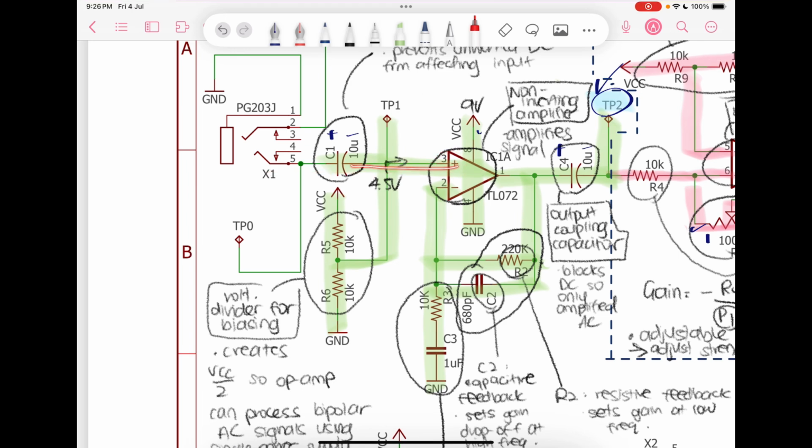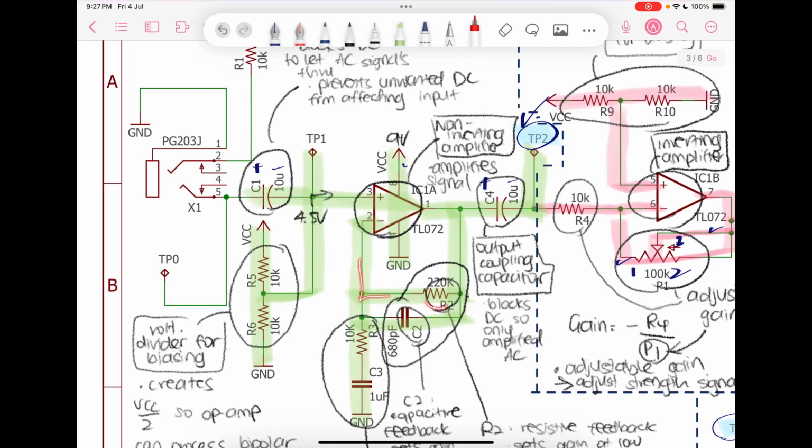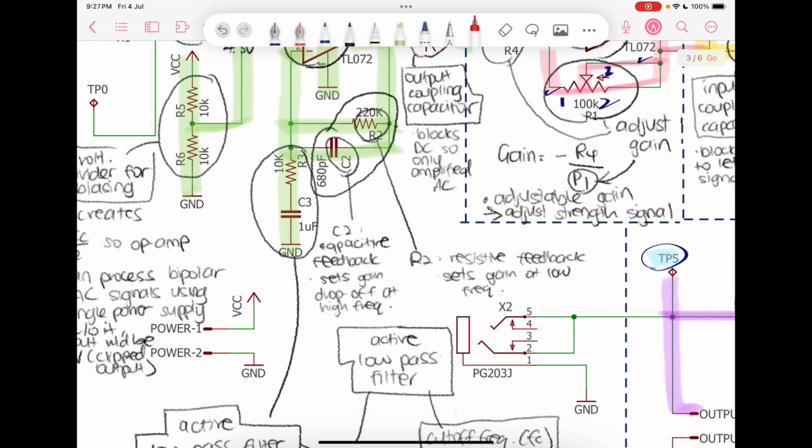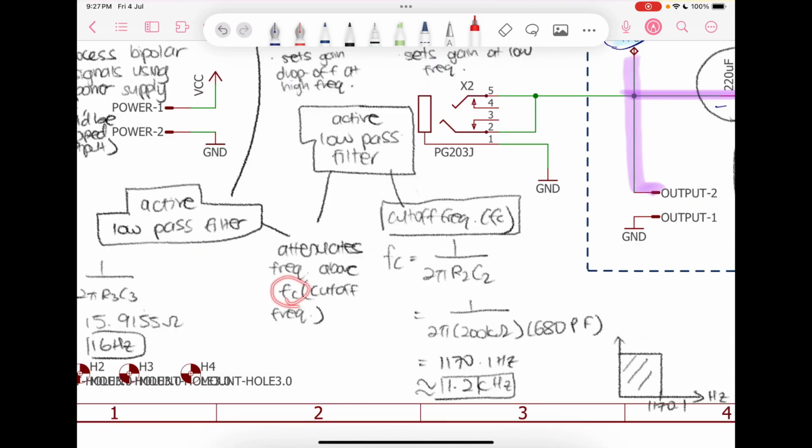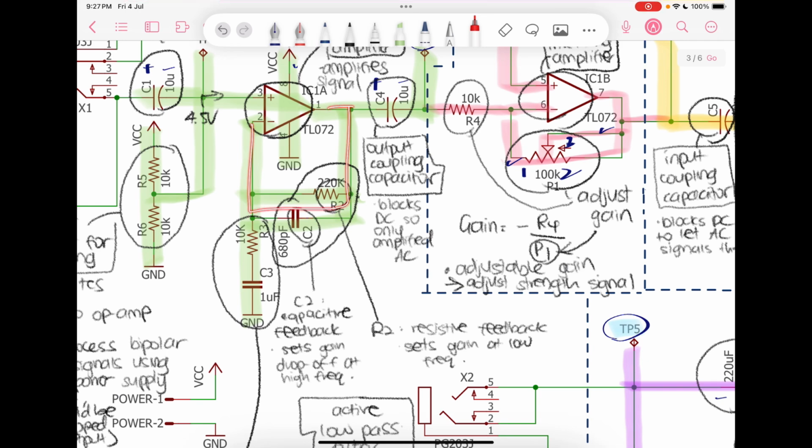As it passes through the non-inverting input, it makes this amplifier a non-inverting amplifier. It then passes through and goes to the inverting input. It then goes to this resistor. Now this resistor is a resistive feedback to set gain at low frequency. It then goes to this capacitor, which is a capacitive feedback, and it sets gain drop off at high frequency. Now this paired together is actually an active low pass filter. It attenuates frequency above the cutoff frequency, which is calculated to be around 1.2 kHz. It then feeds back to the output.